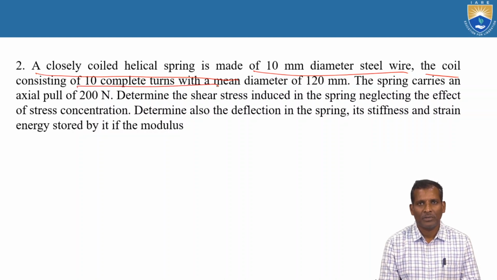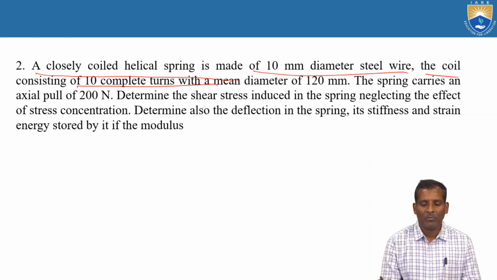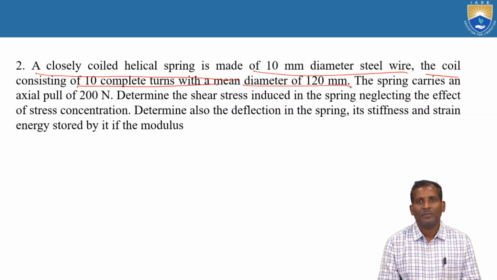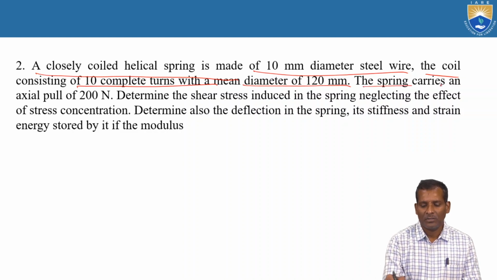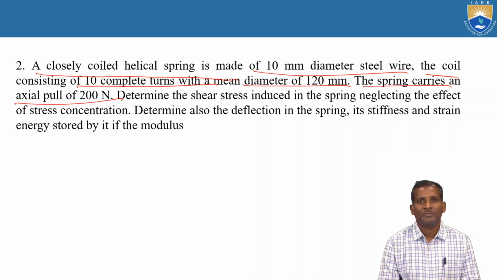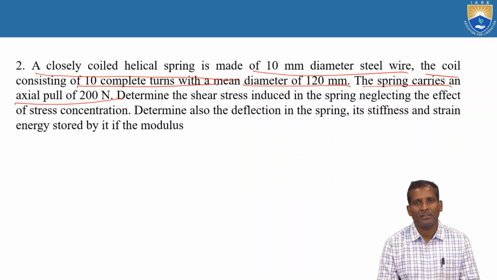With a mean diameter of 120 mm. So mean coil diameter is also given, 120 mm. The spring carries an axial pull of 200 newtons. So here axial load is 200 newtons. Determine the shear stress induced in the spring, neglecting the effect of stress concentration.